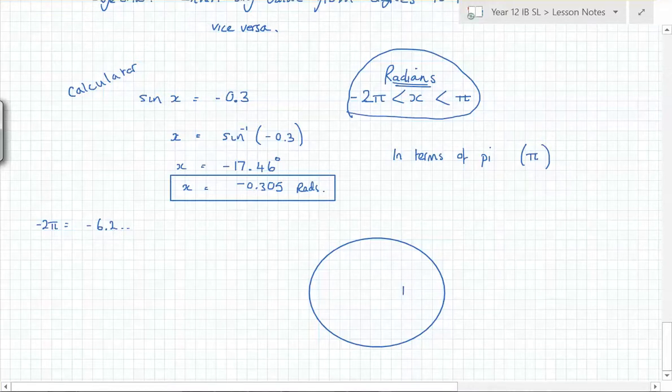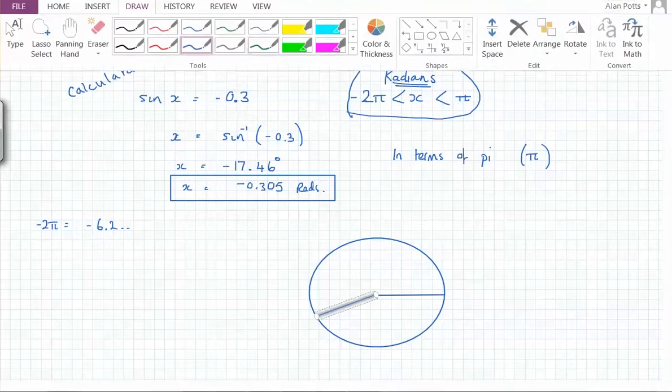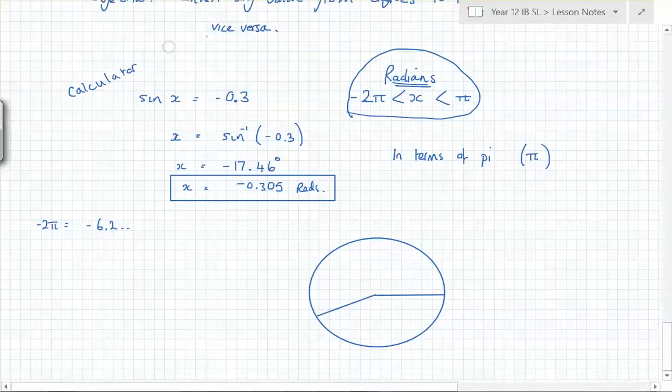So here is our unit circle we've talked about. Where would the line be? I'm looking where sine of x is minus 0.3. So I'm going to have one probably there. Do you know why? Yeah, because there it's negative sine. It's the length, isn't it?